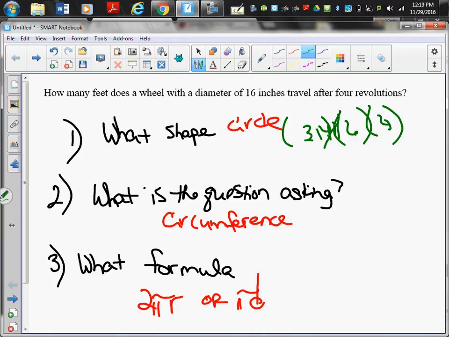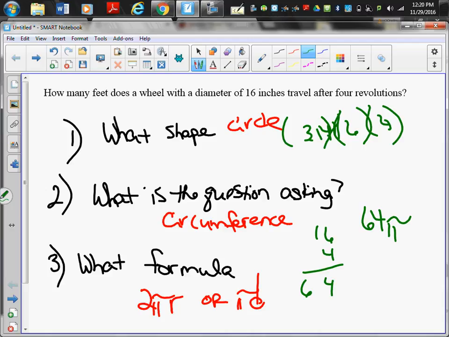Now, sometimes at this level, it's going to leave pi as the pi symbol. So you might see 16 times 4 is 64. You might see your answer as 64 pi. This is your exact answer. So an exact answer is 64 pi. If it asks you for an approximate answer, then it wants you to use the 3.14.